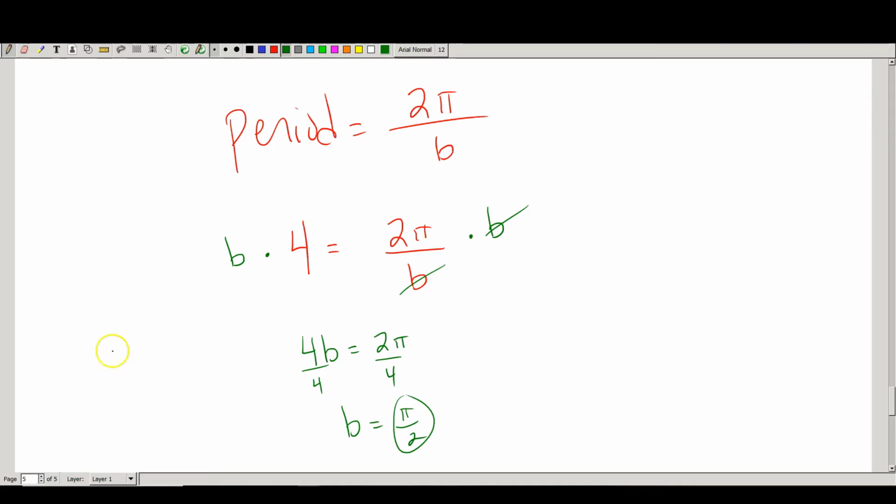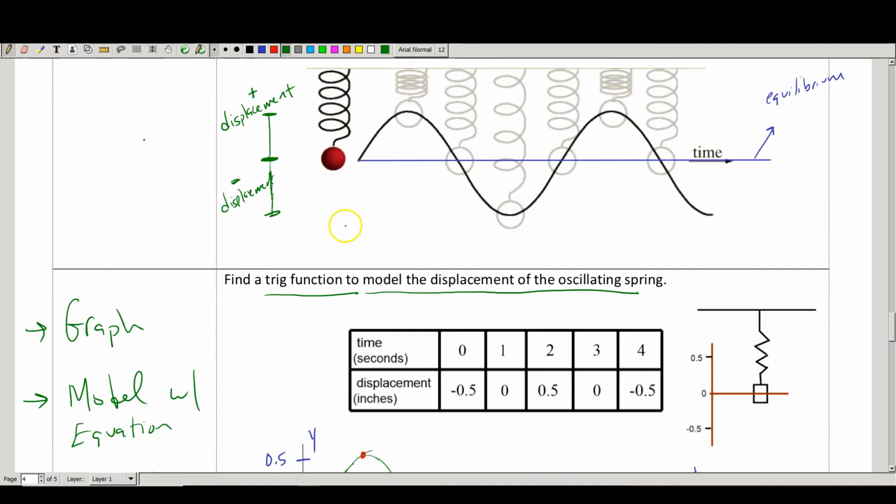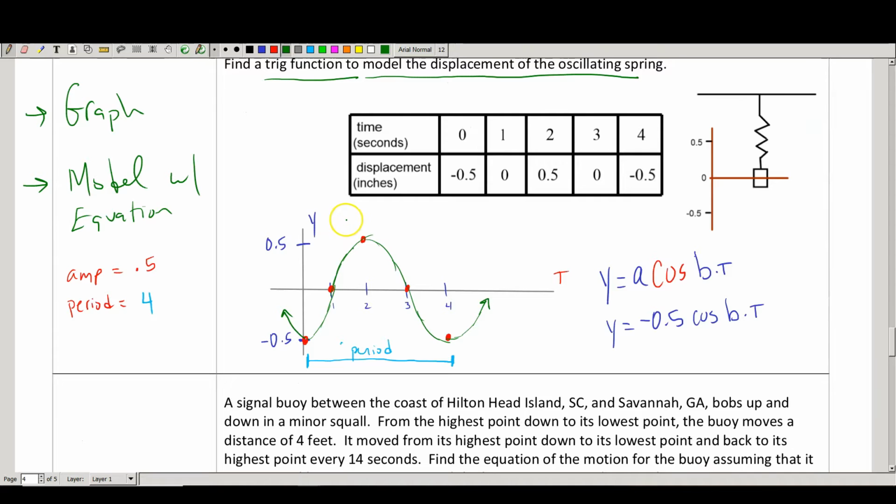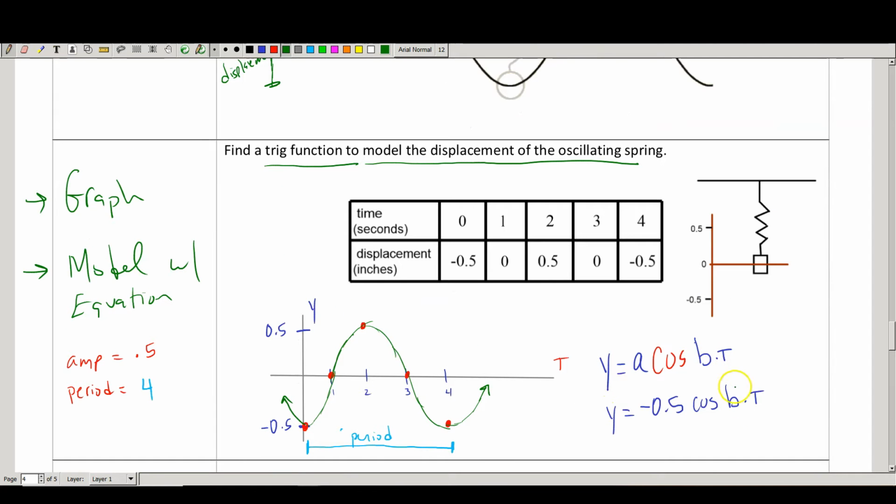It's pi over 2. So go back to our question. The b value right here is pi over 2. So my equation is going to be y equals negative 0.5 cosine pi over 2 times t, or x, or whatever your variable you want to be. So there we go. That's a trig function that models this graph and this motion.